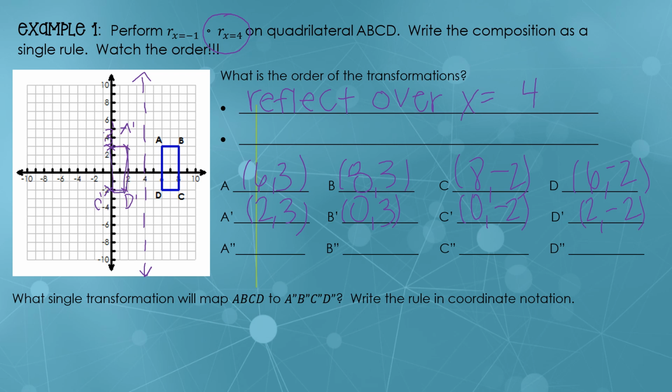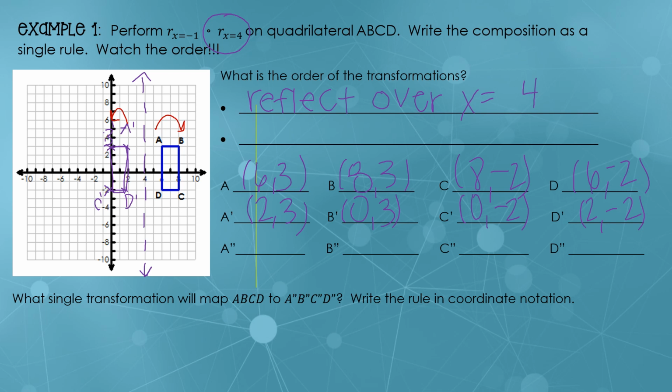So just a couple of reminders that when you reflect, the orientation becomes the opposite. And what that means is if you read from any point to the next point, so I'm going to use A to B, that on the pre-image is in a clockwise direction, but on the image is in a counterclockwise direction. So the orientation is now opposite.